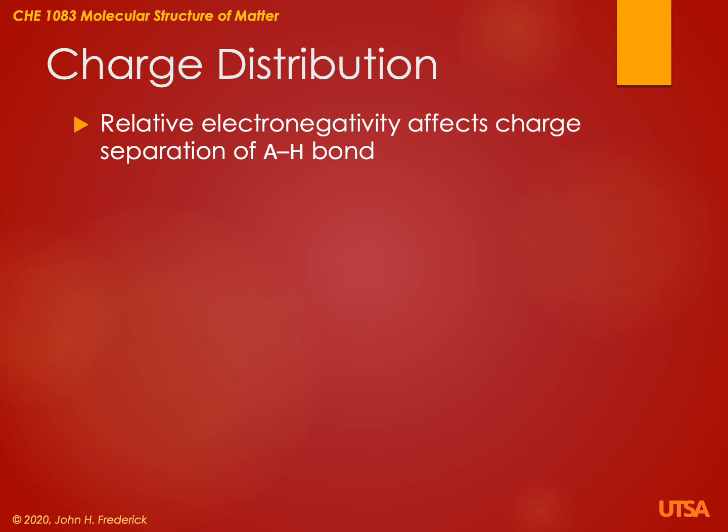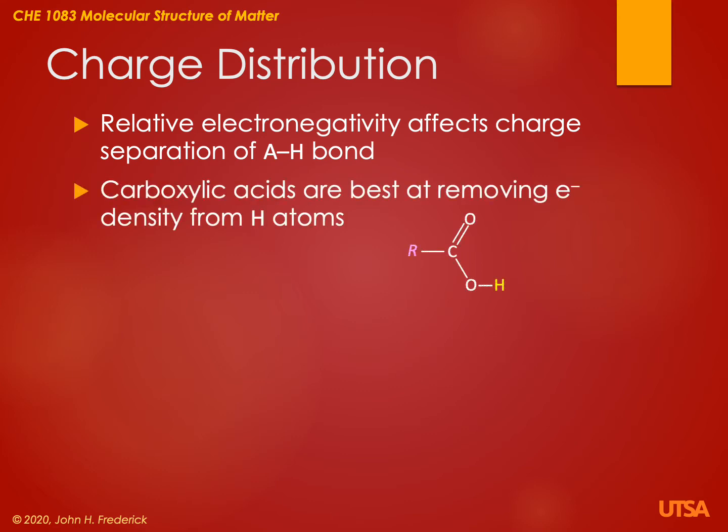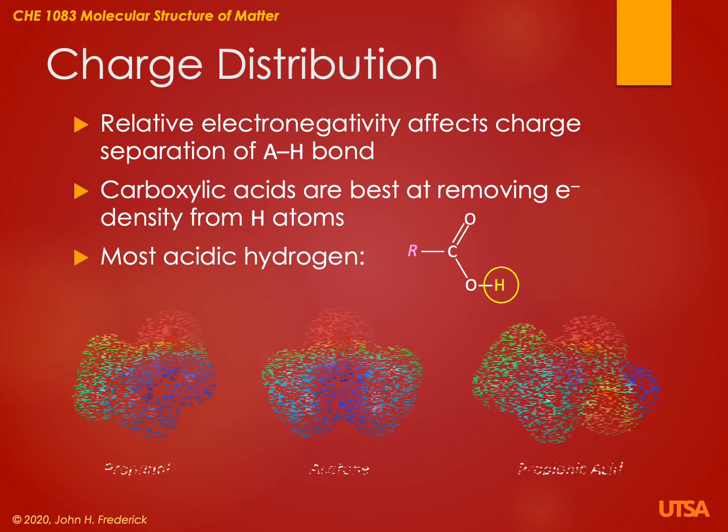Now, the relative electronegativity can affect the charge separation of the direct bond that hydrogen is involved in. And it turns out that carboxylic acids are really good at removing electron density from these hydrogen atoms. In other words, that carbonyl bond is such a polar bond and such a withdrawing effect that it pulls electrons away from the OH, and the oxygen already is electronegative, so the hydrogen is left out there very susceptible to loss as an H+ ion. So it in fact is the most acidic hydrogen in a compound that contains this particular functional group.